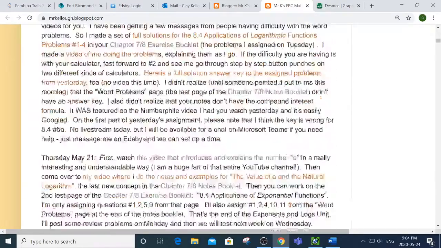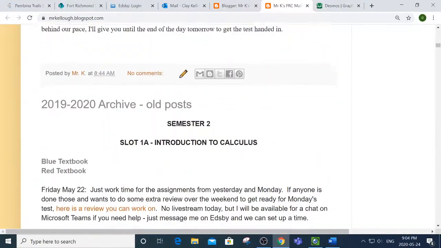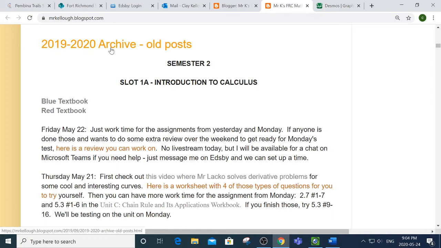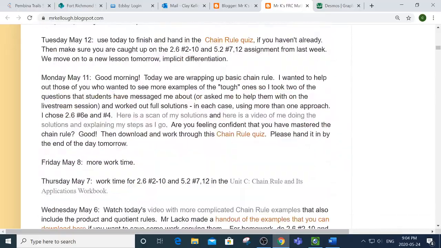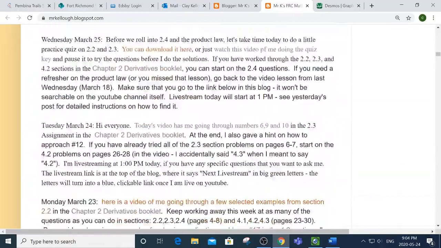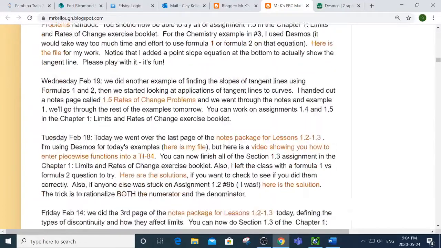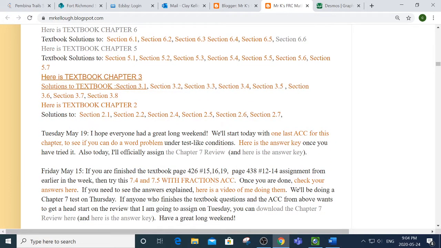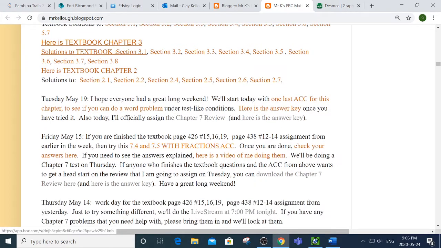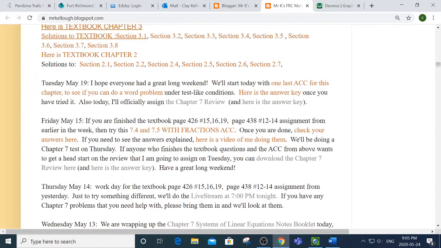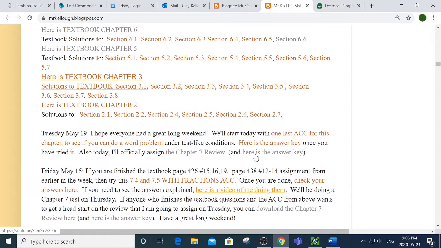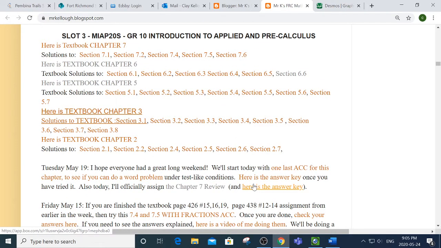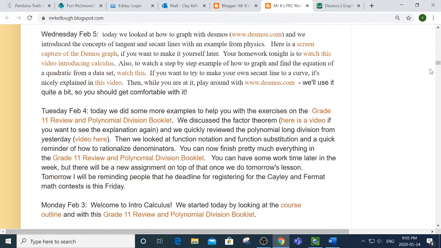And if you scroll past my slot 6 class, it starts over again where it says 2019-2020 archive old posts. And then again, my first class in the morning goes first. And then this is everything right back to the beginning of the course. You're next, right? So starting, here we go, slot 3. So I even put all the textbook stuff up at the top. And then there you go. There's last Tuesday's update and last Friday and all that stuff. So if you're still catching up on chapter 7 and chapter 6 stuff, I didn't take my lesson links away. They're still here. You just have to search for them.